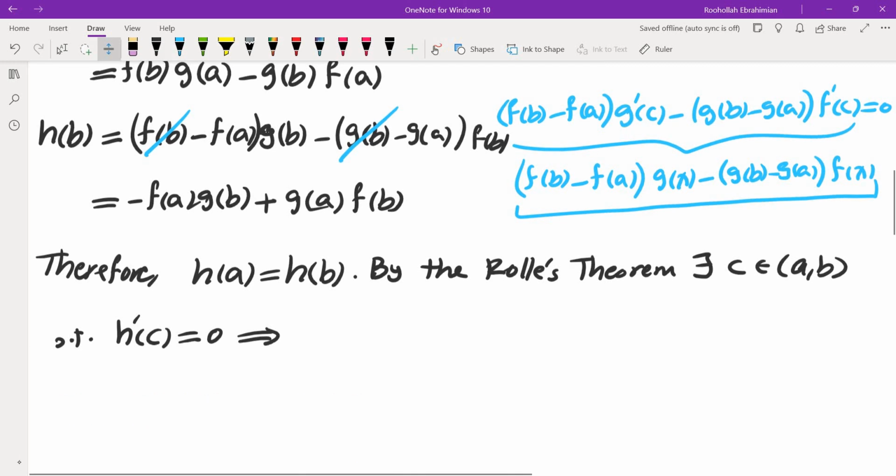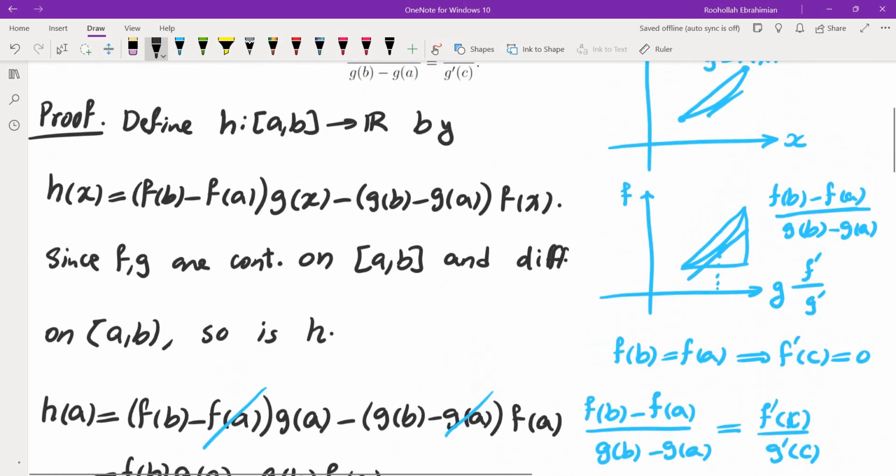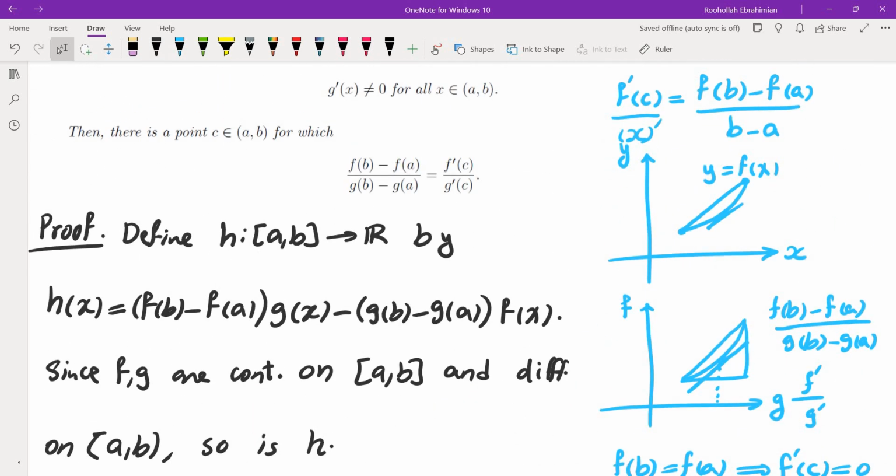Now, take the derivative of this function. We get (f(b) minus f(a)) times g'(c), minus (g(b) minus g(a)) times f'(c). This is just the function that we defined at the beginning, evaluated at c, and it must be 0. Now all I need to do is a little bit of manipulation. If you compare this with what we had at the beginning, we had a fraction. So I need to make sure that the denominators aren't 0.